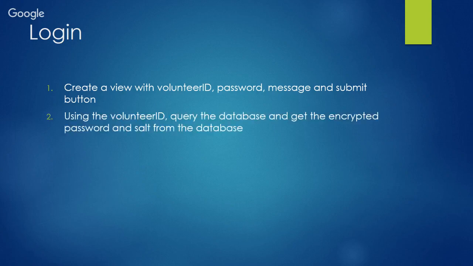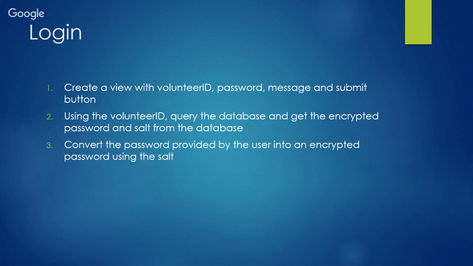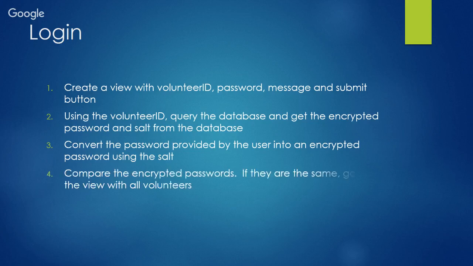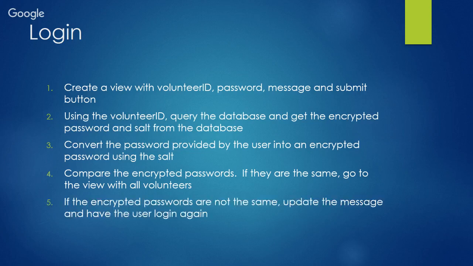The next thing we're going to do is, using that volunteer ID, we'll query the database and get the encrypted password and the salt from the database. And we'll convert that password into an encrypted password using the salt from the database. And then we compare the encrypted passwords, the one that's stored in the database and the one that we just generated. If they're the same, we'll go to the view with all the volunteers. If they're not, then we'll update the message and have the user log in again. So that's the goal of this video.